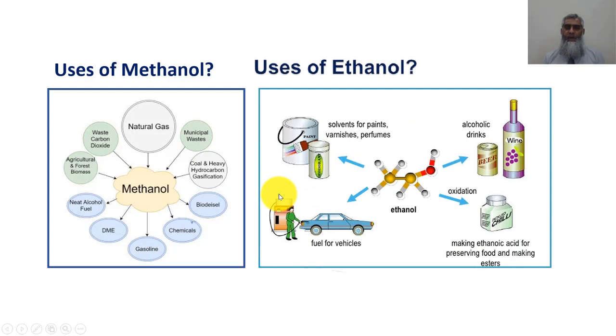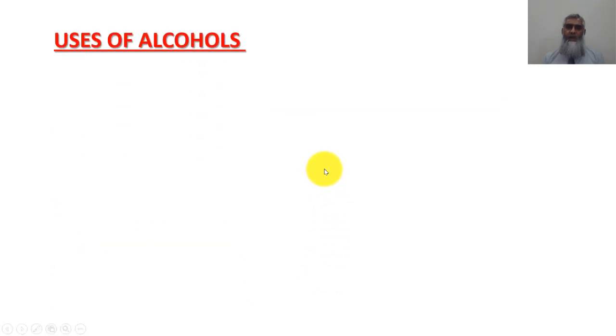Ethanol is used as fuel for vehicles, for preparation of paints, varnish, perfumeries, alcoholic drinks, and it is also oxidized to produce ethanoic acid, which is further used for preserving foods and making some flavoring agent esters. These are some broad uses of alcohols, especially methanol and ethanol. But we will focus on the uses of alcohols which are represented in our books.